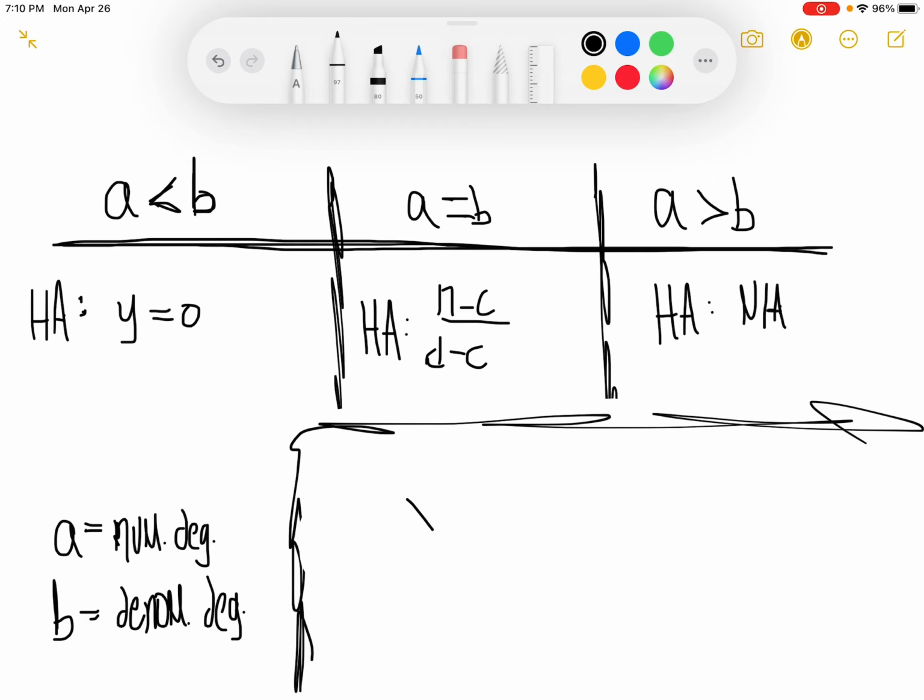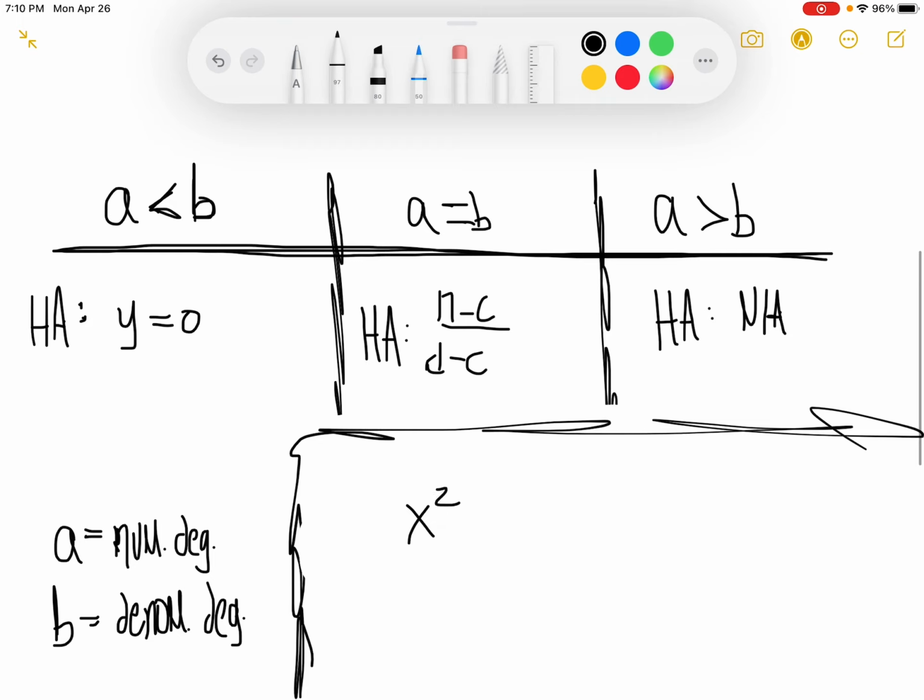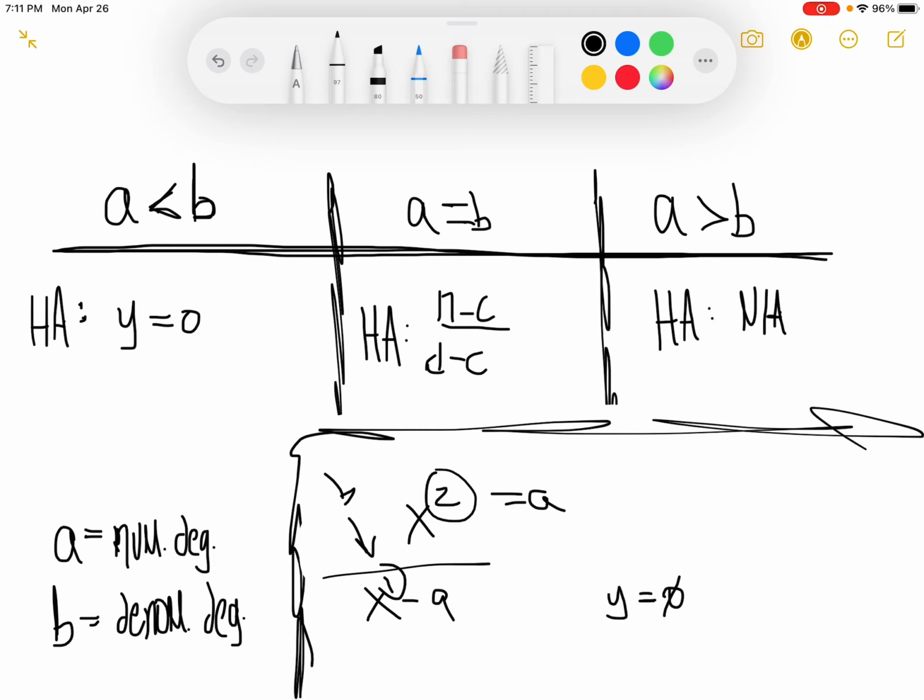How about x squared divided by x minus 9? A is 2, and there's really a 1 there, so B is 1. That means that A is greater, so there is no horizontal asymptote. So pretty much NA, it's not there. It's not a real thing.